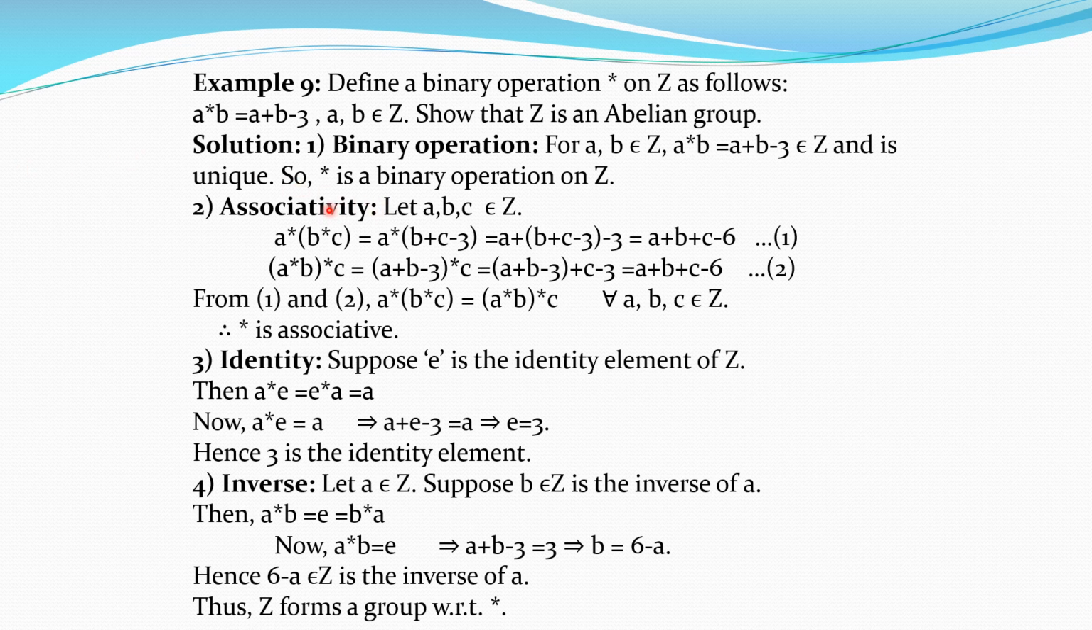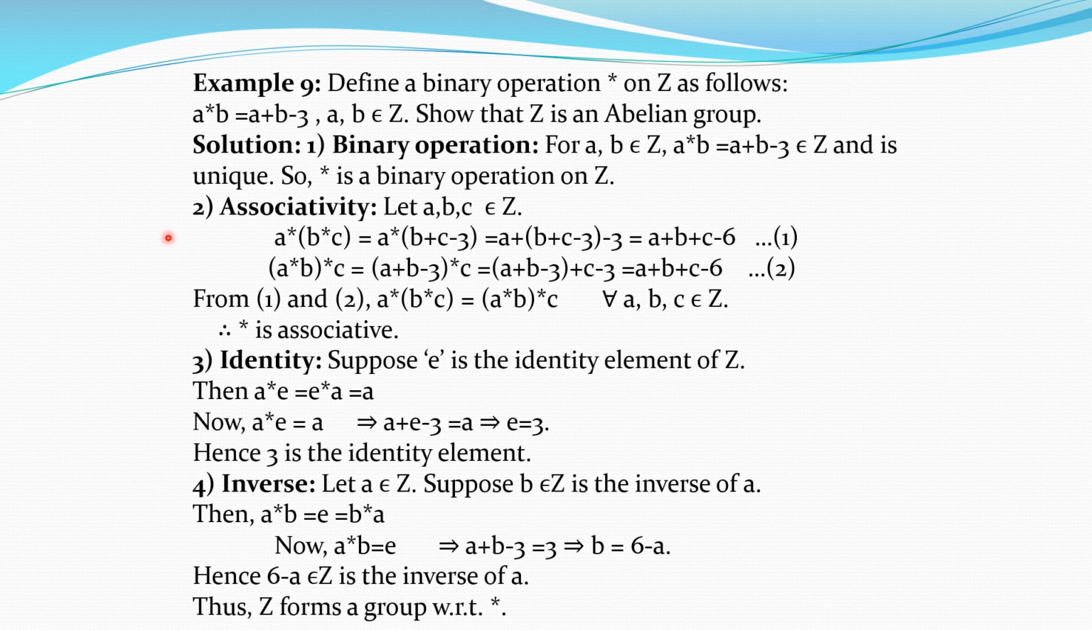Now, to show that star is a binary operation on Z, we have to show that for any two elements A, B in Z, A star B is again a unique element of Z. For that, consider A star B, which is A plus B minus 3. Now, A and B both are integers, so their addition is again an integer. And that addition minus 3 is always an integer, and this answer is unique. So, star is a binary operation on Z.